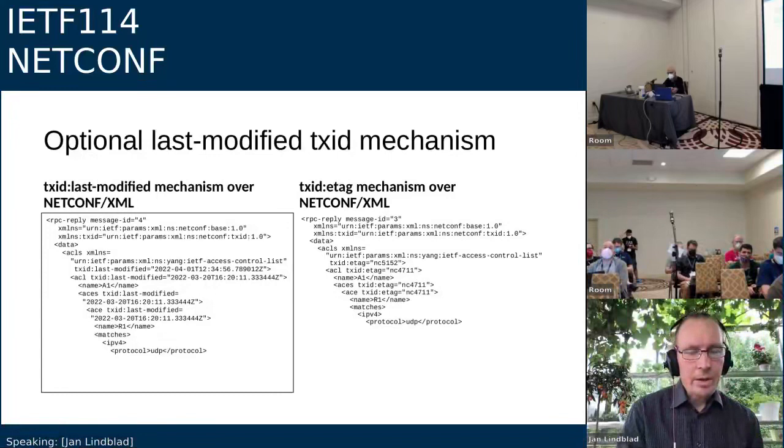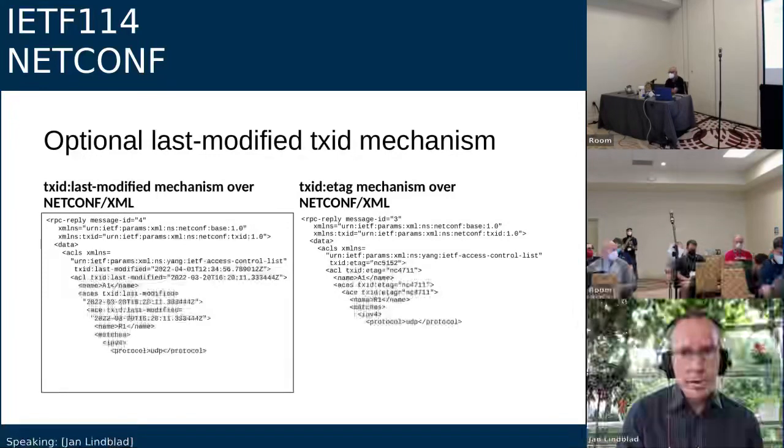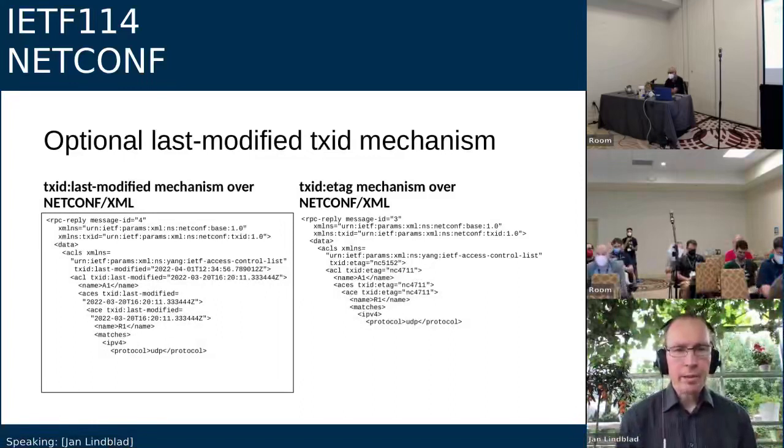Then you can compare with the right side, where you can see how it was with the other mechanism, the transaction ID ETag. It's basically a similar attribute, txid:etag, with a sort of random or identifying string for the change. So the only real difference between txid:last-modified and txid:etag is that now we have a timestamp instead of some other string. But other than that, it looks much the same.